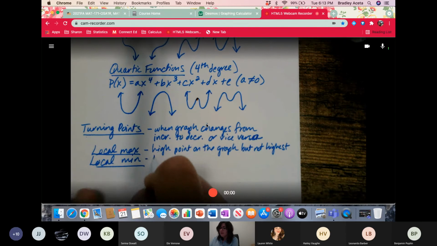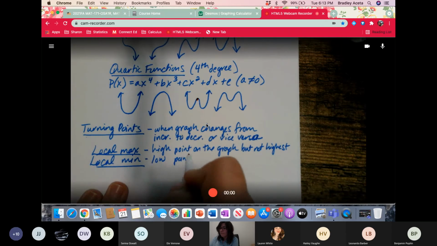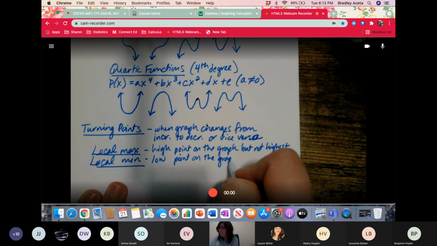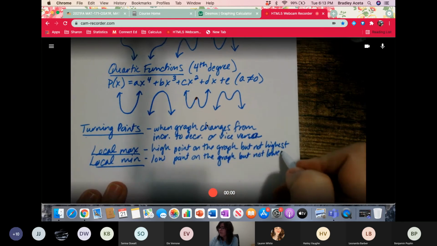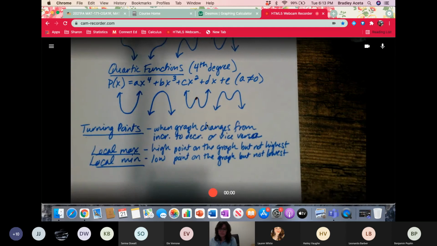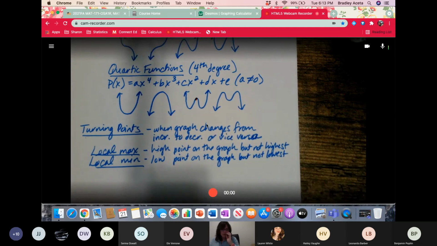Local min is a low point on the graph, but not the lowest. Okay? Low point on the graph, but not the lowest.